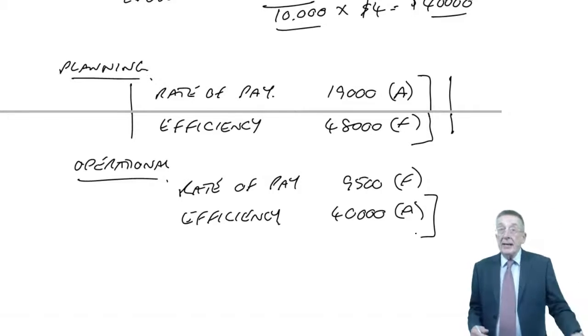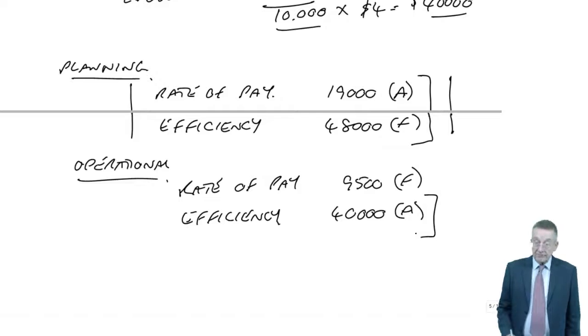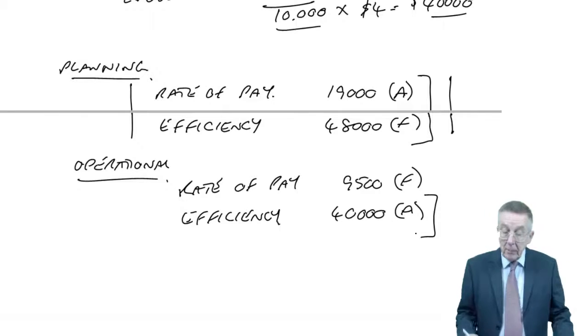Okay, well, that was the first of what you might call the advanced variances: planning and operational. The next one we'll do is something called mix and yield.